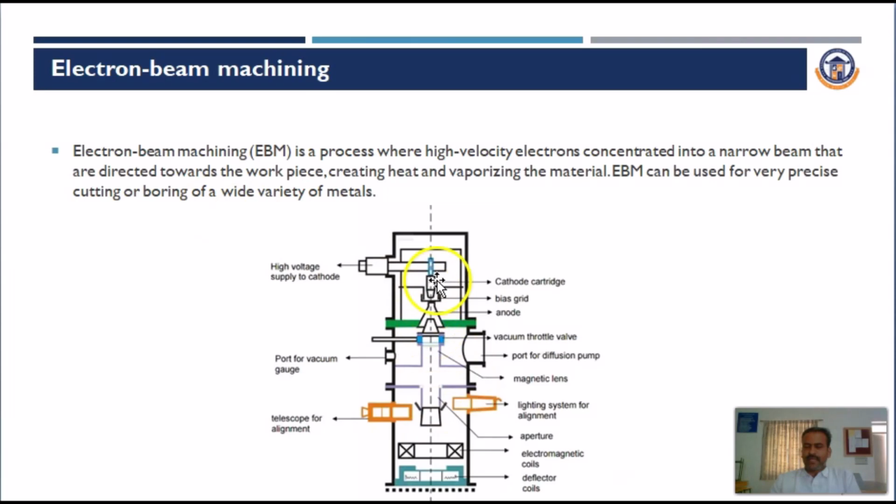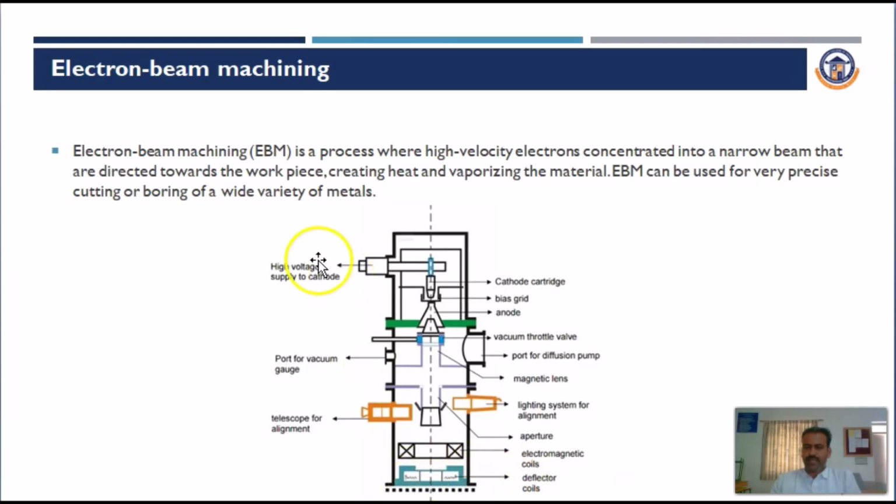You see, this is the entire setup of electron beam machining. The first one is a high voltage supply. This is the cathode. We are supplying the voltage. Following the cathode, we have a cathode cartridge, then the bias grid, then the anode. Then the vacuum throttle valve, then the port diffusion purifier, then the magnetic lens, then the lighting system for alignment, aperture, electromagnetic coils, and deflector coils. Under them is the workpiece.